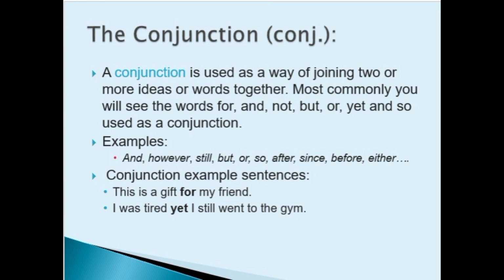A conjunction is used as a way of joining two or more ideas or words together. Most commonly you will see the words for, and, nor, but, or, yet, and so used as conjunctions. For example, and, however, still, but, or, so, after, since, before, either. These can be used in sentences such as: this is a gift for my friend. I was tired, yet I still went to the gym. In these sentences, for and yet are conjunctions.